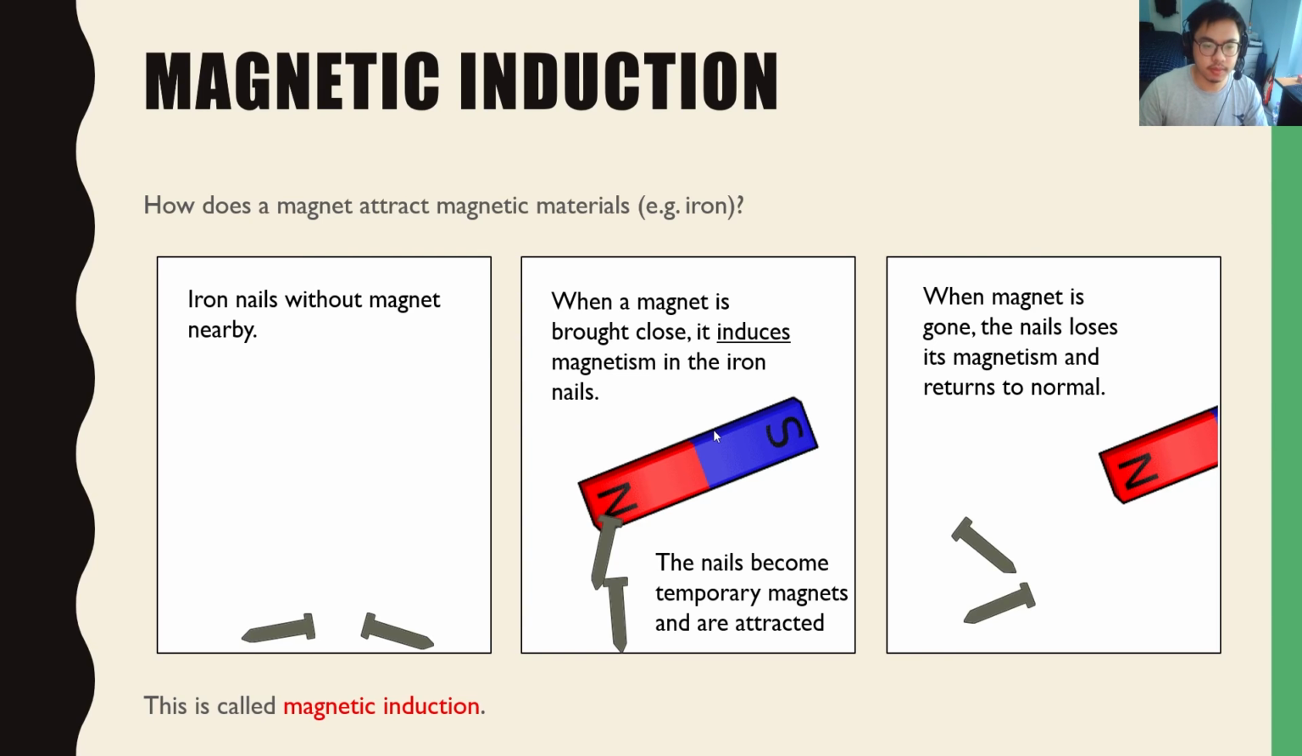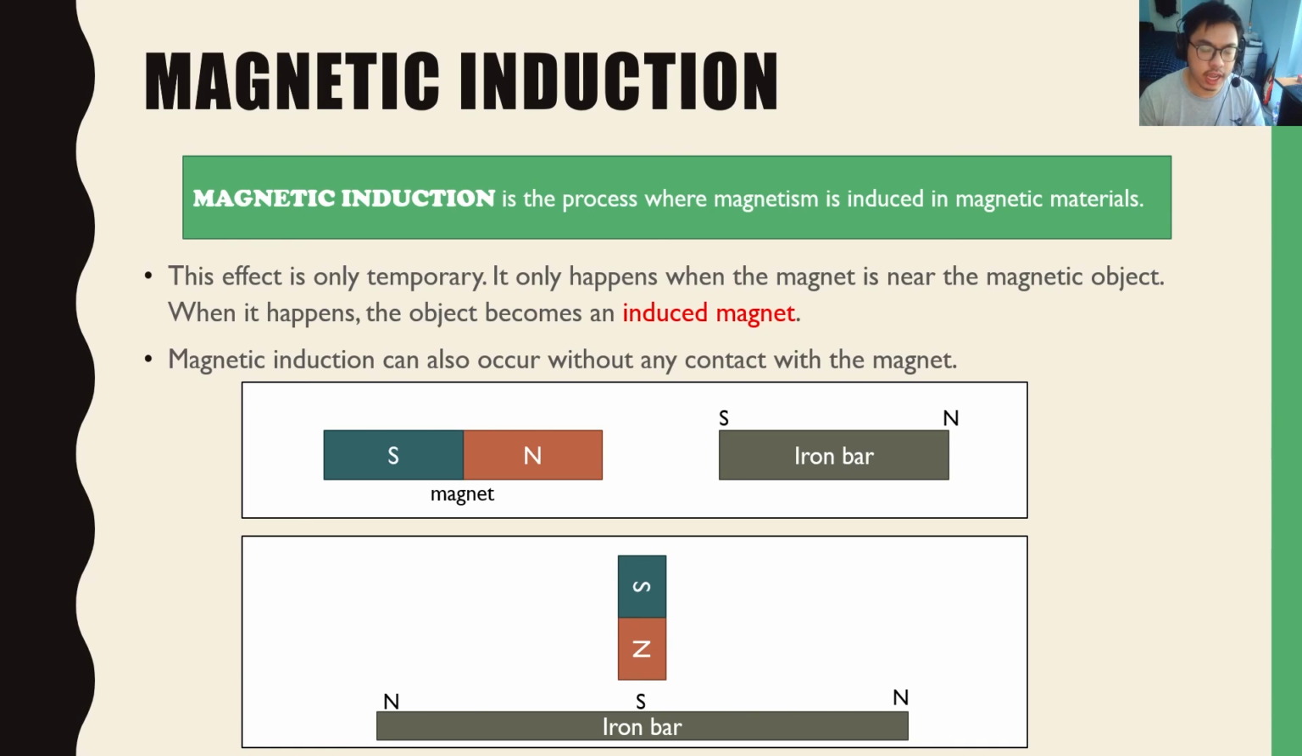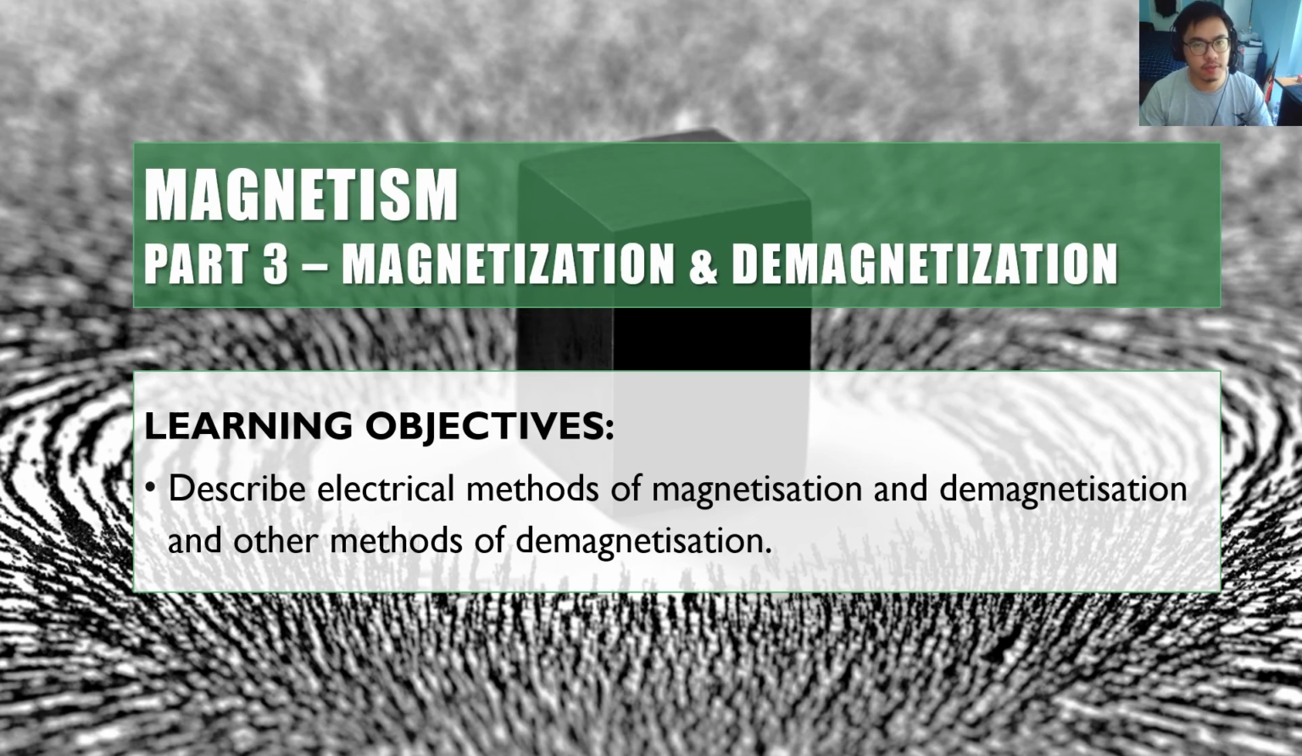They behave normally. And then for your exam, make sure you are able to label where the north and south poles are for the induced object. For example, for this iron bar here, in order for it to be an induced magnet, the south pole has to be next to the north pole, and then the other end will be the other pole, which is the north pole. Same thing here. Make sure you are able to label the poles for the induced magnet or induced material. And that's pretty much it for this video lesson. The next part, we're going to look at magnetization and demagnetization, which are methods to produce magnets and methods to remove magnetism.